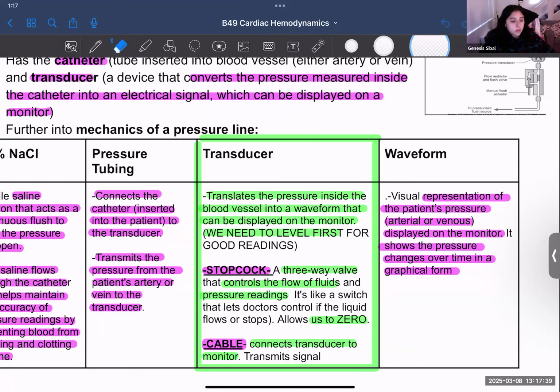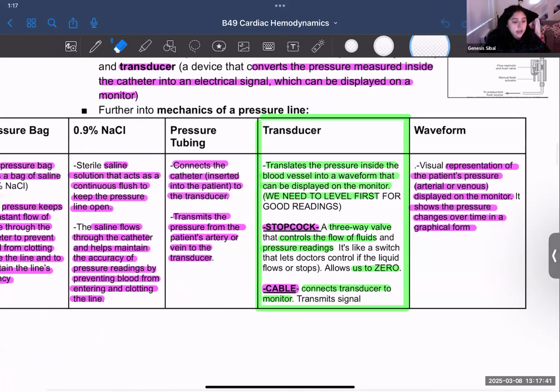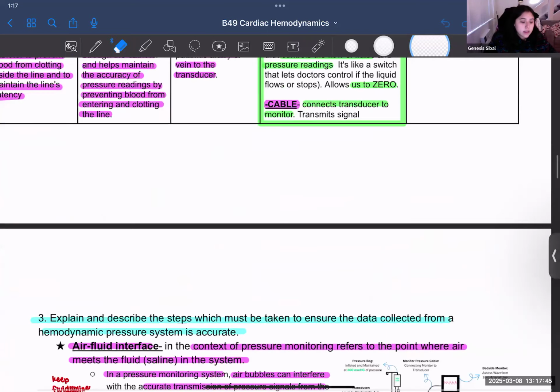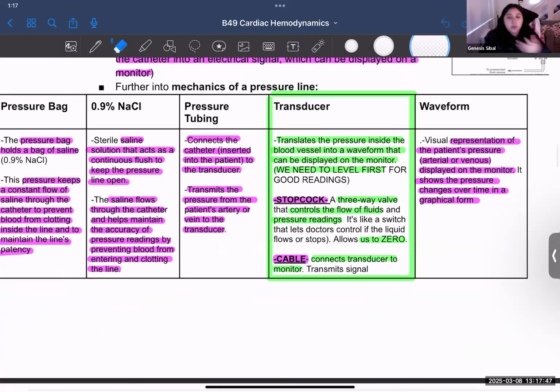In terms of the cable, that connects the transducer to the monitor, which makes sense. It's literally a cable. It transmits that signal to go there. And then in terms of the waveform, before I move on, that's basically exactly how it is. It's a visual representation of the patient's pressure, whether that's arterial or venous, and that displays on the monitor.